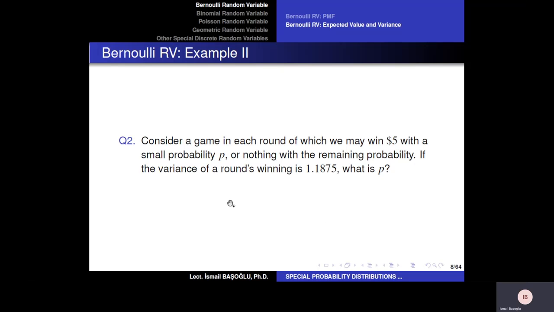The question also emphasizes that in this game, we can win $5 with a small probability. Okay? And on the other hand, we cannot win anything if the outcome is 1 minus P. If the variance of a round's winning is 1.1875, the question is asking the P value. So P is unknown. The success probability here is unknown, but what we know is the variance of the round's winning. Therefore, we need to model the round's winning.